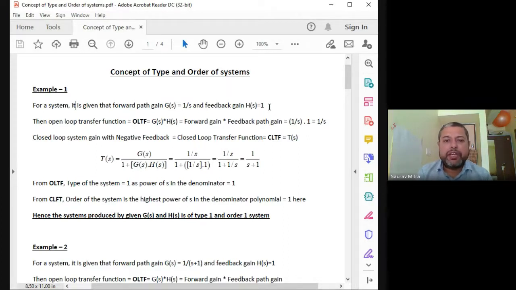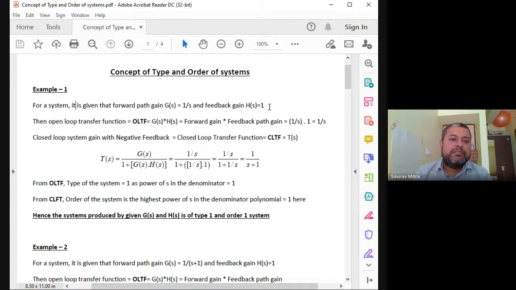I'll upload this document to you as well. It is a very good document I have prepared. If you understand this document, you will understand everything about what is meant by system type. System type is a very important concept for understanding system steady state error. Today we will also see steady state error and the relationship between system type and system steady state error.